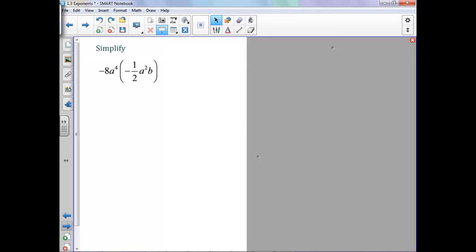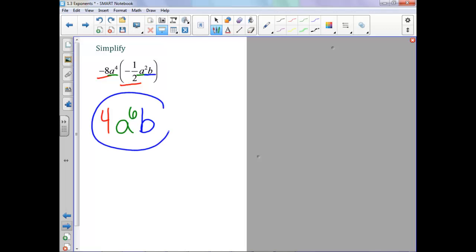Alright, so now let's simplify. These coefficients out front we multiply like usual. They're numbers, they're not bases. So negative 8 times negative a half is positive 4. Half of 8 is 4. Our a's, we're multiplying them, so we want to add our exponents, so we'll have a to the 6. This b doesn't have anybody to multiply by, so it's just times b.